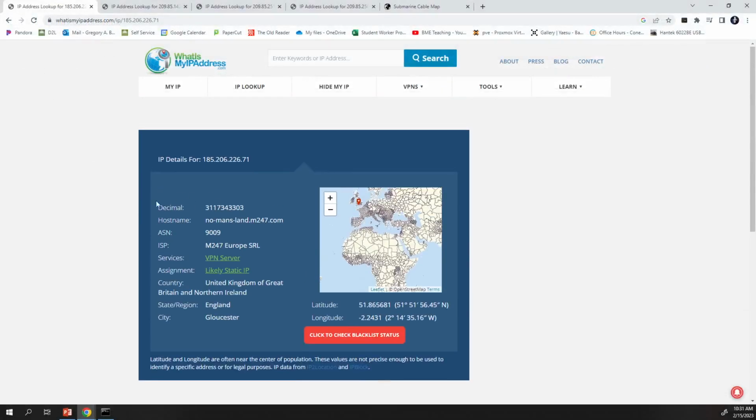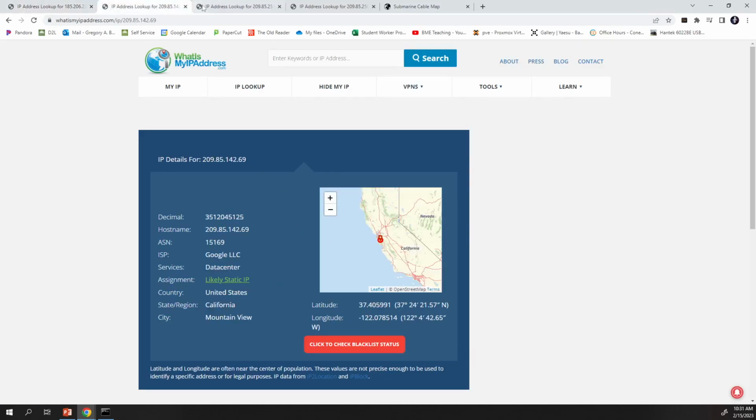I did go through and look up where some of those IP addresses are. So No Man's Land, that is in Europe. As you can see here. And then I looked up another one, and that was in California, which is kind of interesting. No Man's Land, then California, and then all of a sudden we're going to Japan at some point. I'm not quite sure of the path we took to get to this endpoint.